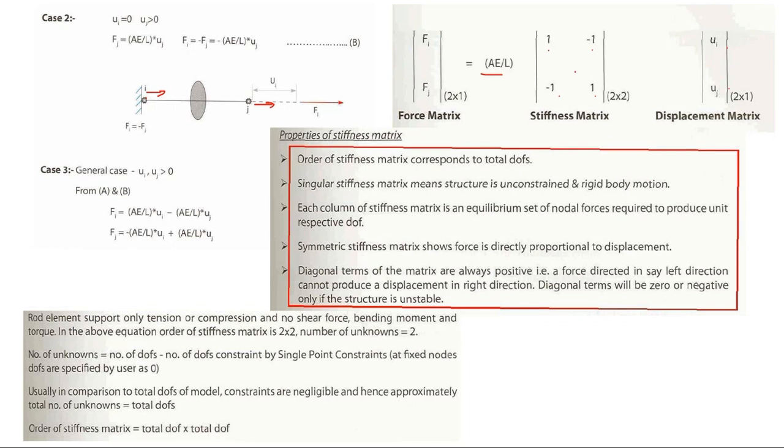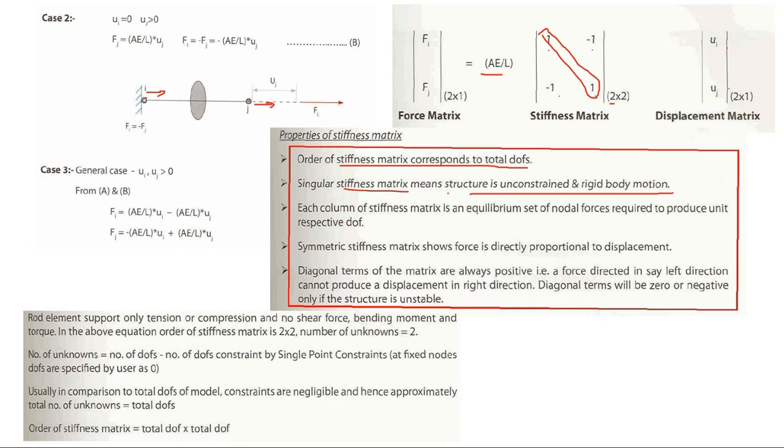Stiffness matrix, if you see the property, the diagonal term is always positive only. Order of stiffness matrix corresponds to total degrees of freedom. Here now we have 2 degrees of freedom. That's why it's a 2 by 2. If it is 6 degrees of freedom per node and 12 in total, then a 12 by 12 stiffness matrix will come. Singular stiffness matrix means the structure is unconstrained or rigid body motion is there.